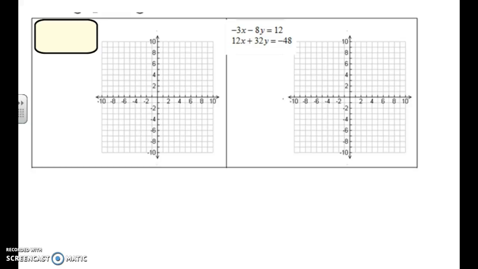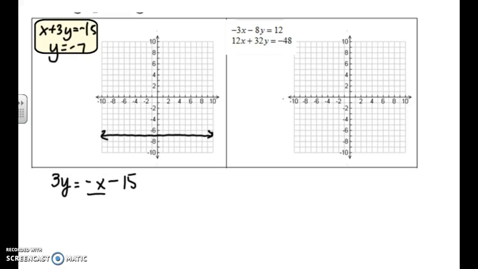This next one, you have two lines, one of which is y equals -7. So that should be pretty easy. We have a horizontal line at -7. The one before that says x plus 3y equals -15. So if we go to rearrange that, we get 3y equals -x minus 15. And again, you're going to divide by 3. You get y equals -1/3 x minus 5. So graphing that one, we have a -5 y-intercept and a slope of -1/3.